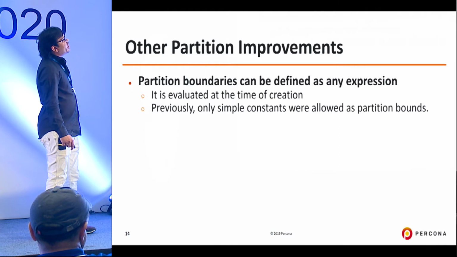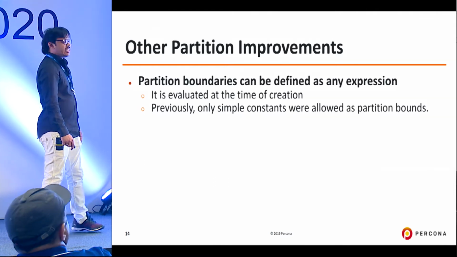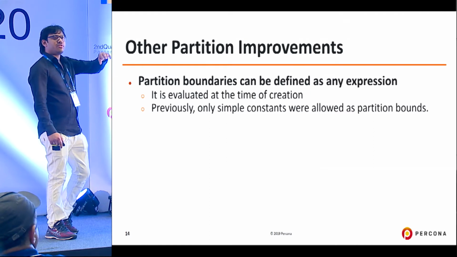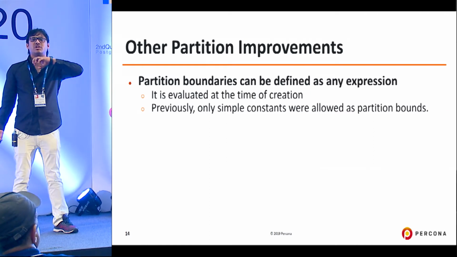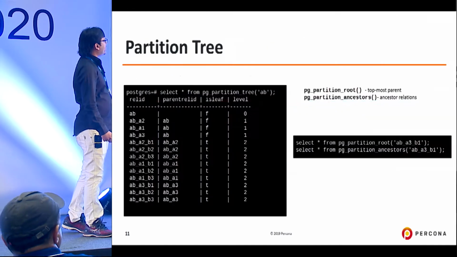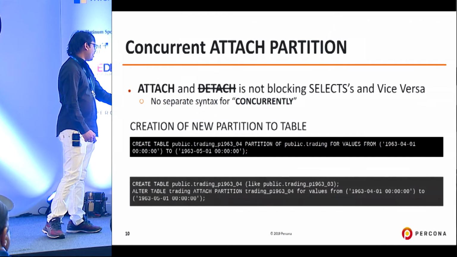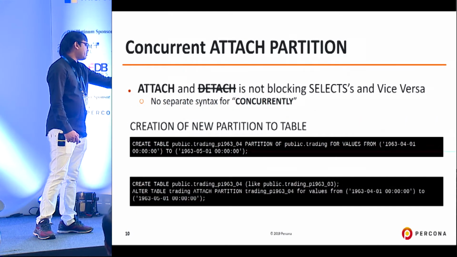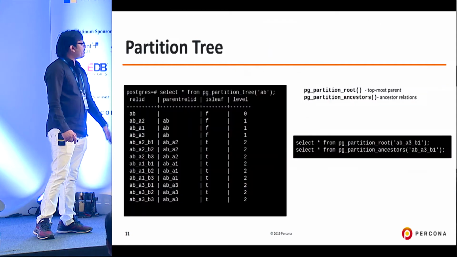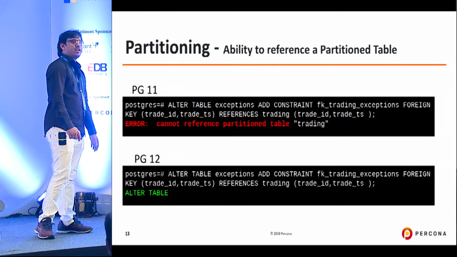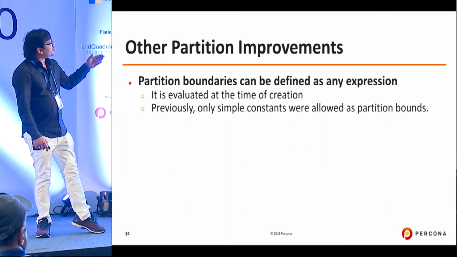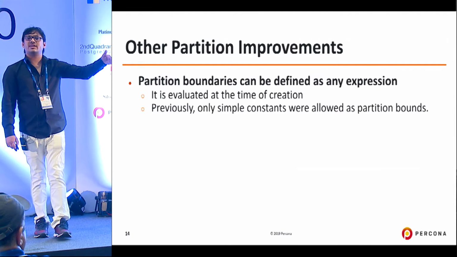And partition boundaries can now be evaluated at the creation time. So earlier, we were only able to pass simple constants, right? For example, I go ahead and say create partition or add partition, attach partition for values from the values. Now I could rather use something like current date minus some number, right? So partition boundaries can now be defined as any expression.